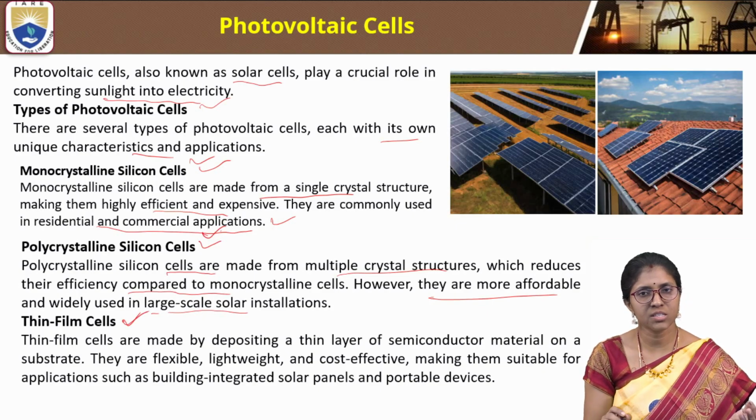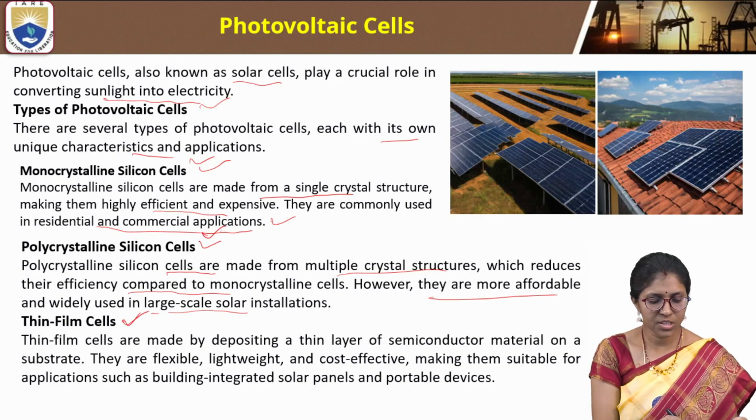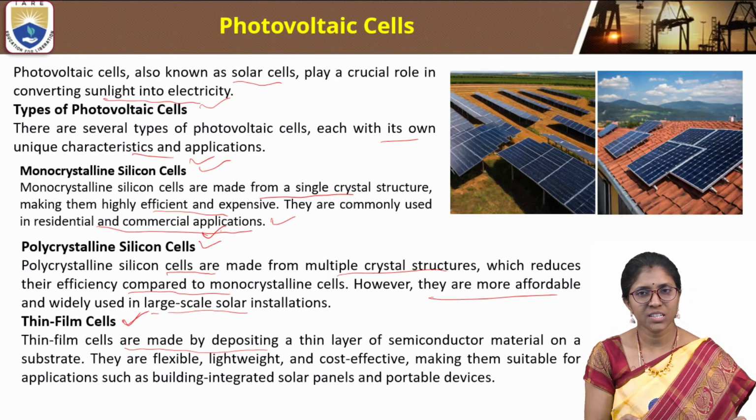The third one is thin film cells. These are made by depositing a thin layer of semiconductor material on a substrate. They are flexible, lightweight, and cost effective, making them suitable for applications such as building integrated solar panels and portable devices.